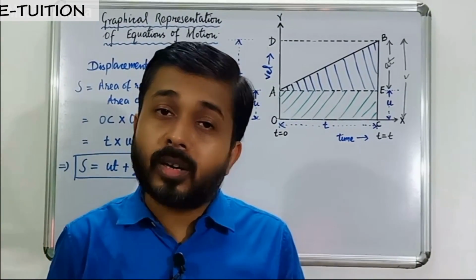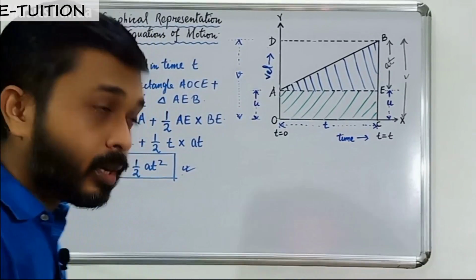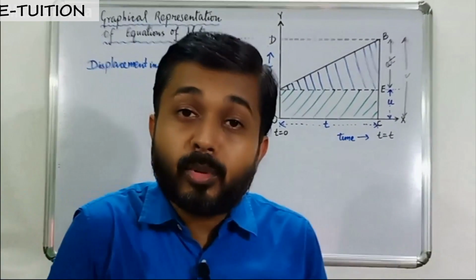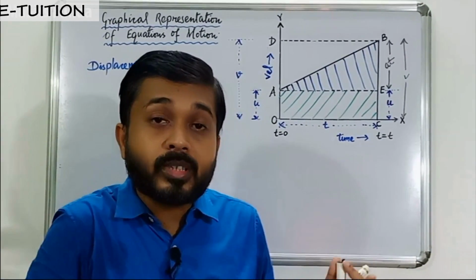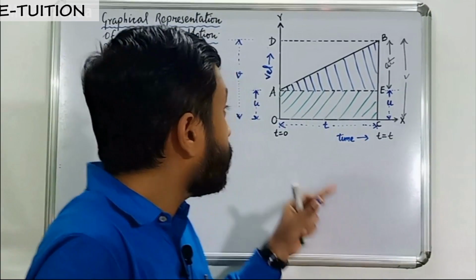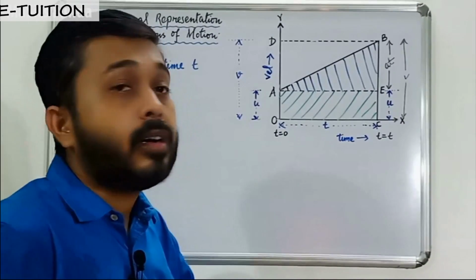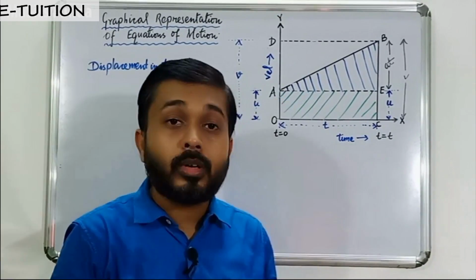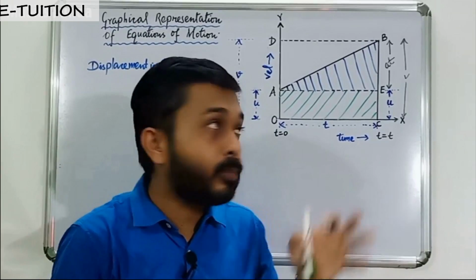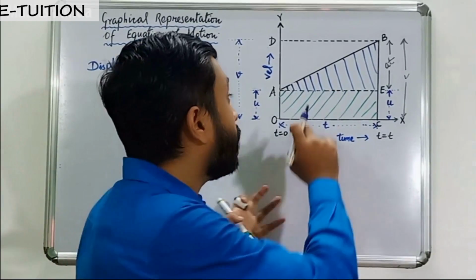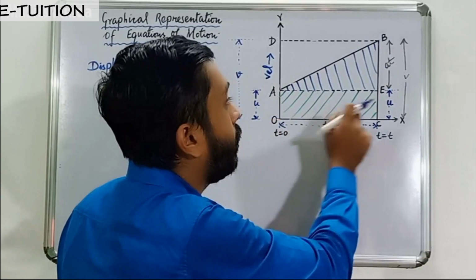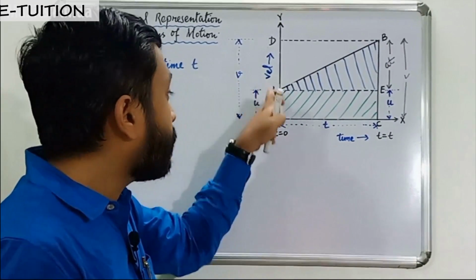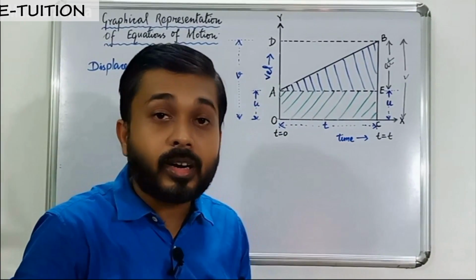After this, the proof of the third equation of motion with the help of the velocity time graph. So in proving the third equation of motion with the help of this VT graph, we have to consider the entire area at a time, instead of dividing the area into two parts, or both the areas together. That is the area of the trapezium. Isn't it a trapezium? AOCB is clearly a trapezium.